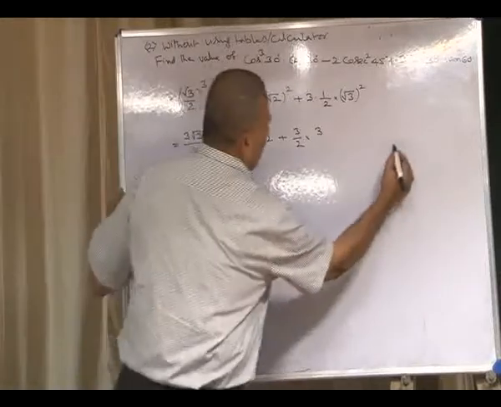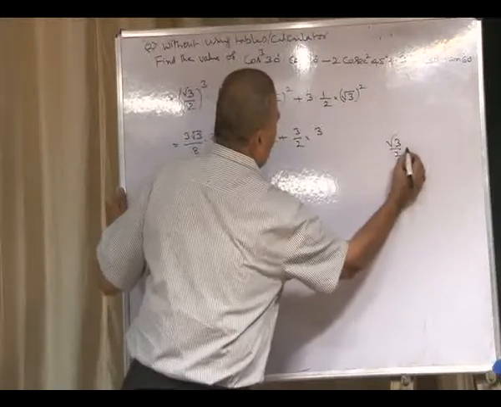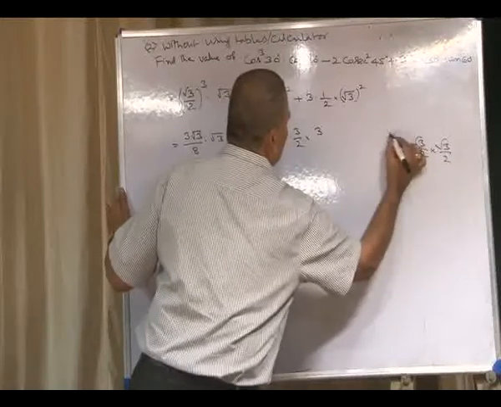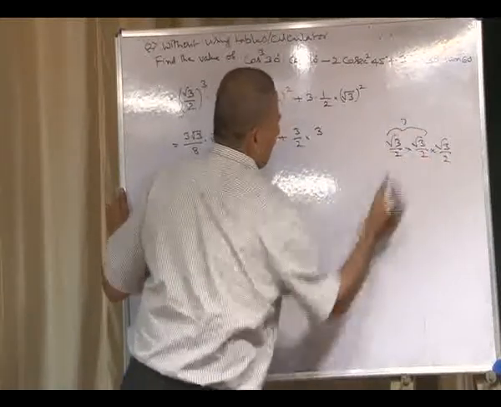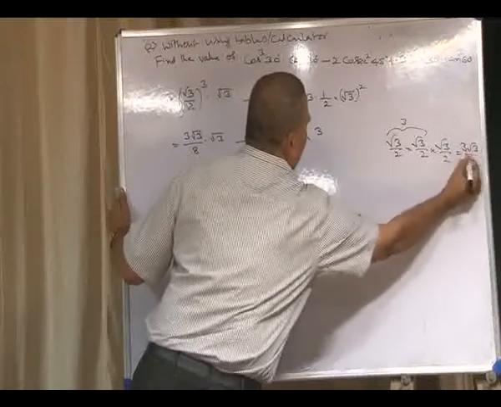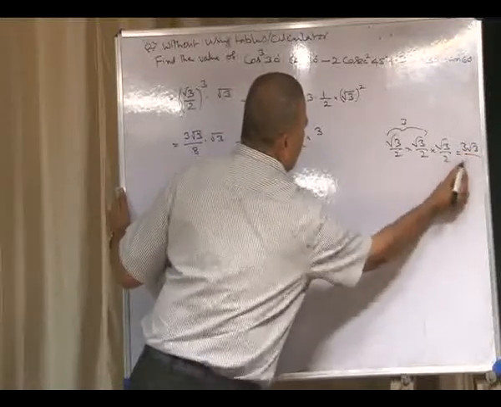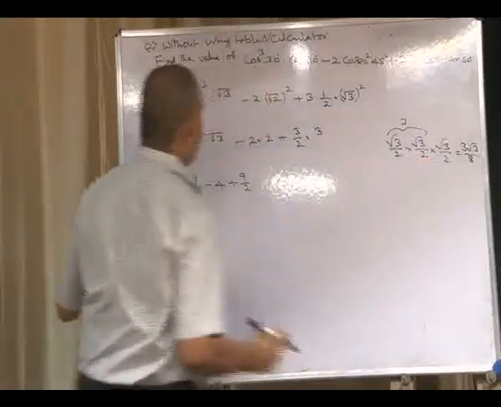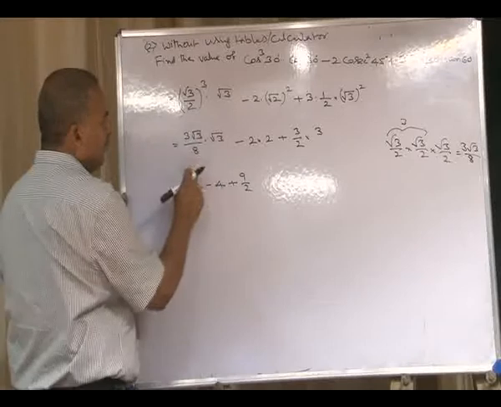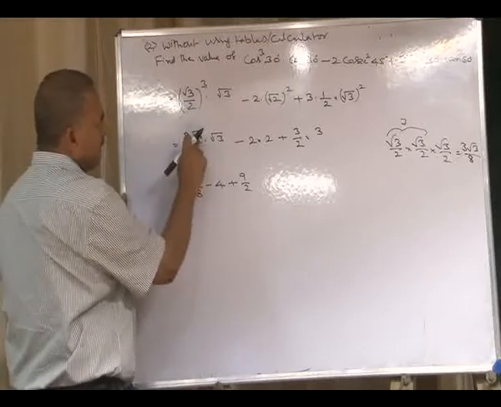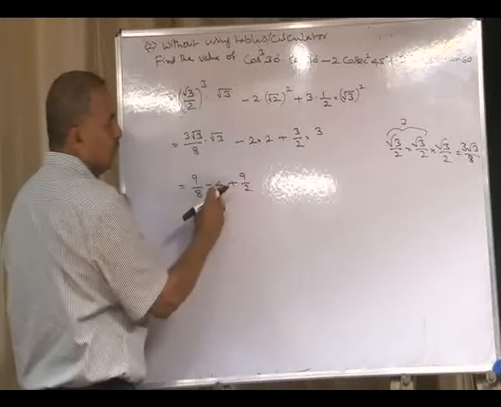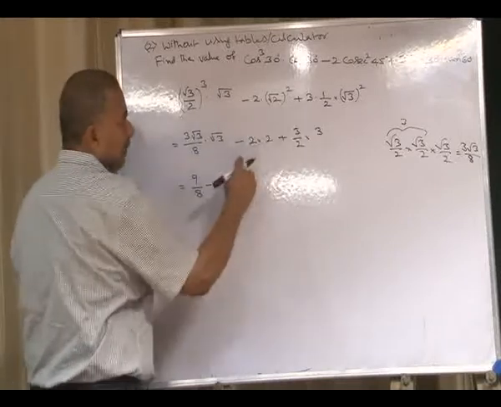Here root 3 by 2 the whole cube means root 3 by 2 into root 3 by 2 into root 3 by 2. This root 3 into root 3 is 3. That 3 into root 3, 3 root 3 by 2 into 2 is 4, into 2 is 8. Root 3 by 2 the whole cube is 3 root 3 by 8. 3 root 3 into root 3 means 9 by 8. This root 3 into root 3 is 3 into this 3 is 9, 9 by 8 minus 2 into 2 is 4 plus 3 into 3, 9 by 2.